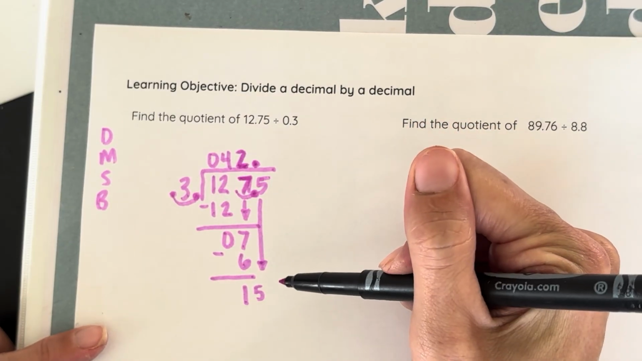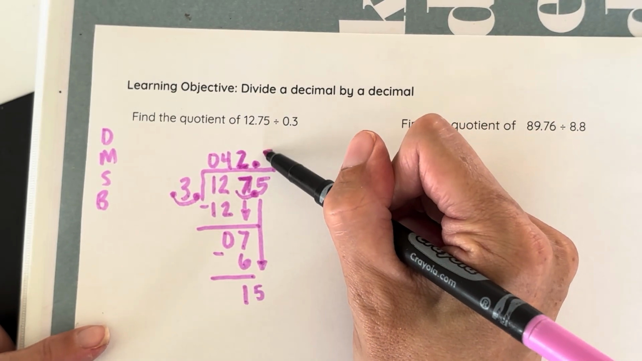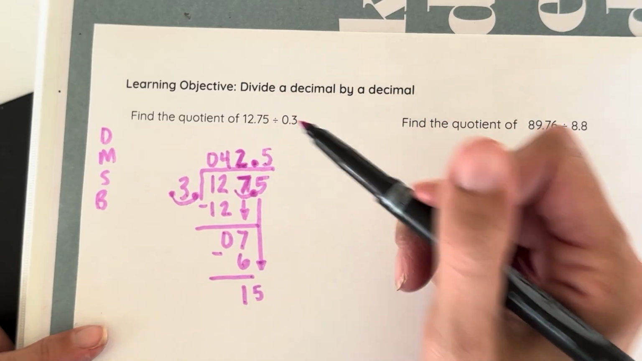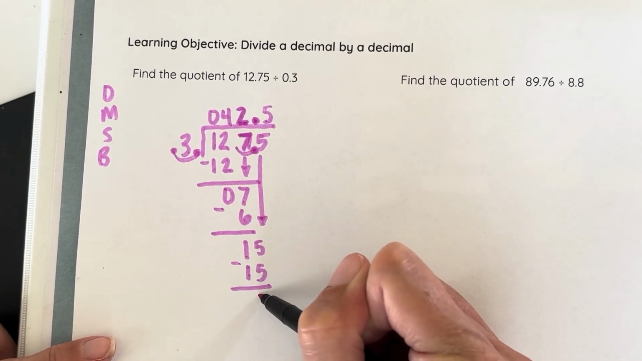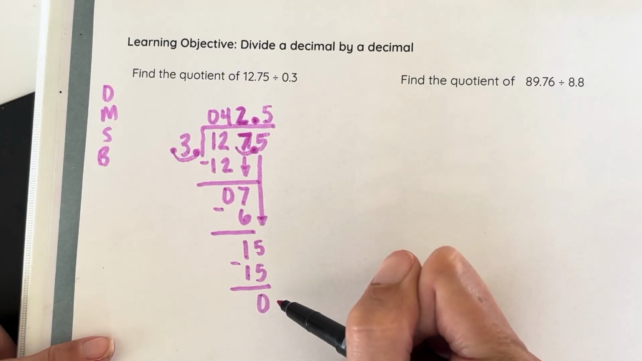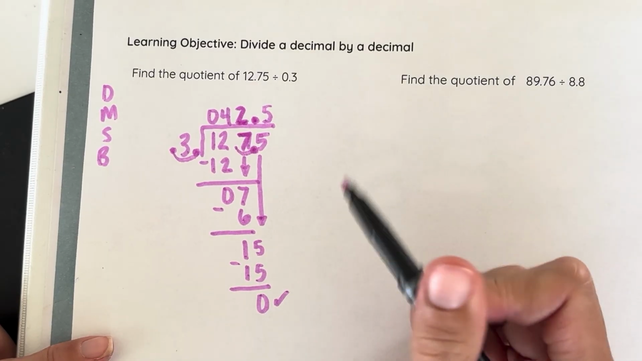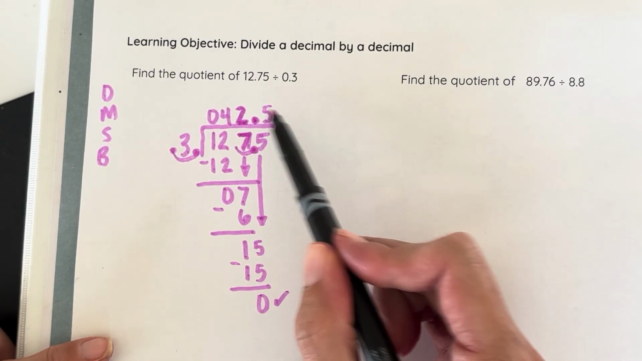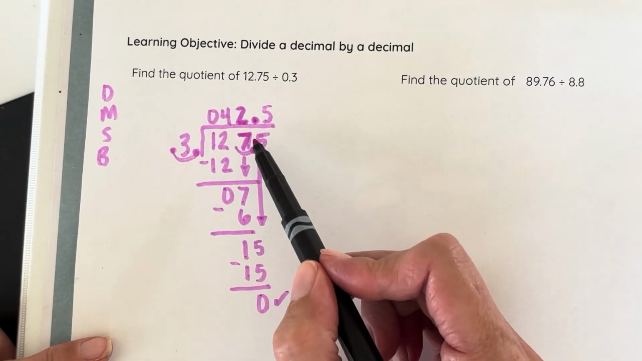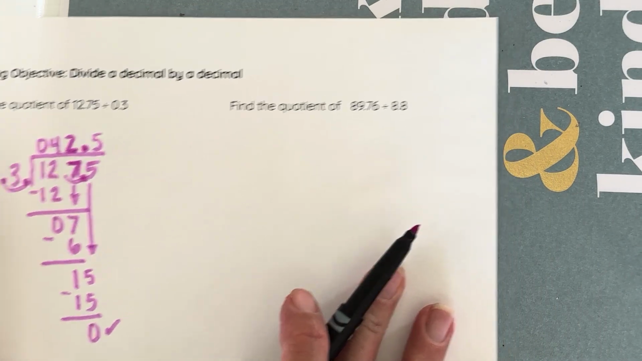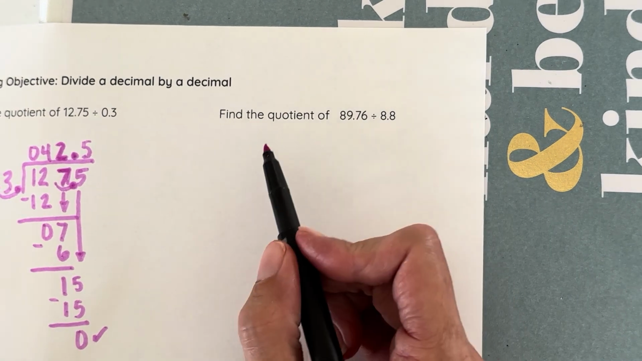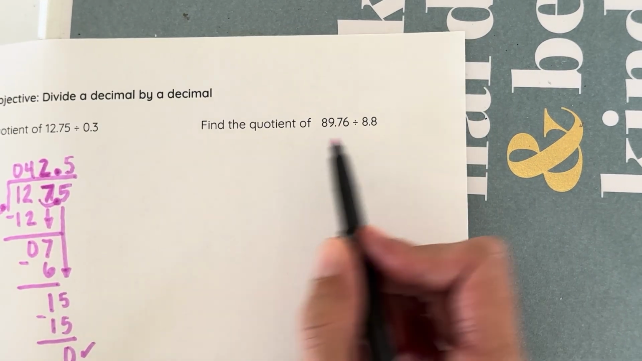3 goes into 15 5 times. 3 times 5 is 15. Subtract, I get a 0. There's nothing else to bring down, so I know I'm done. And I can double check my work by multiplication. I'm going to skip that step to save time. And I'm going to move over here to my last problem.